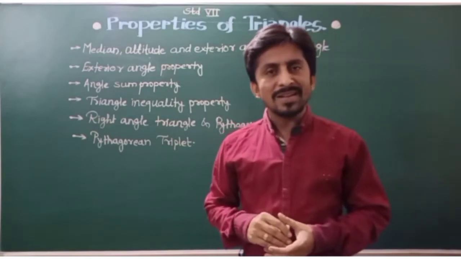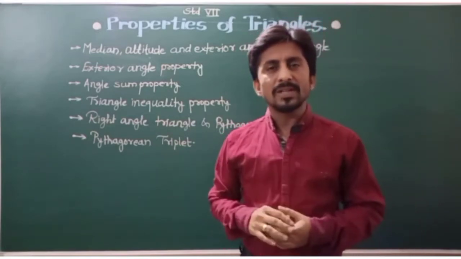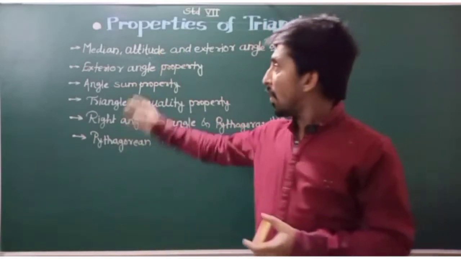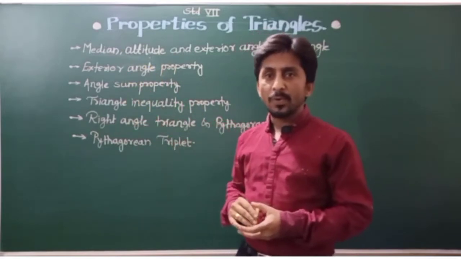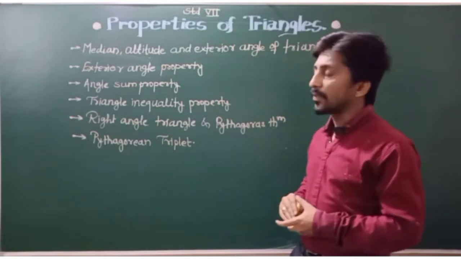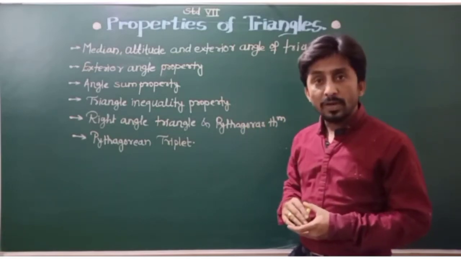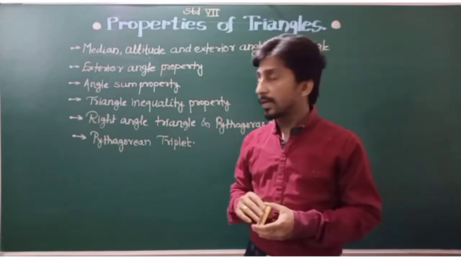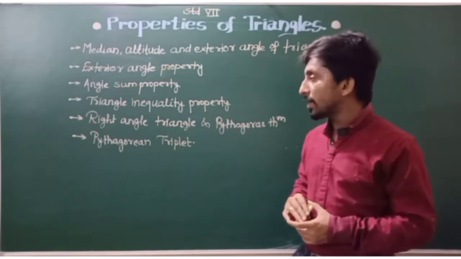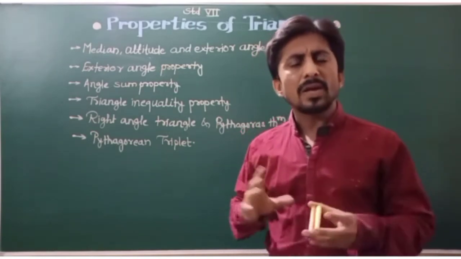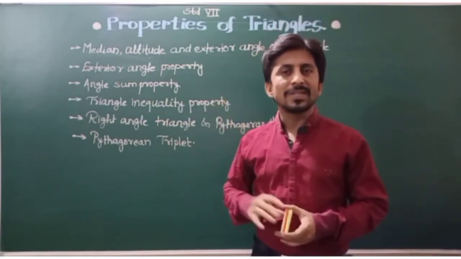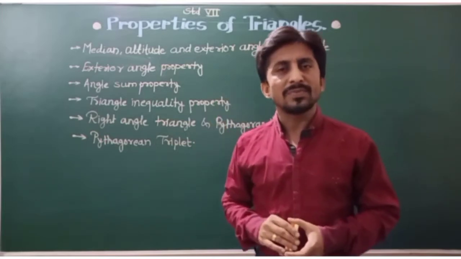Today we will start one chapter from standard 7, very important chapter, properties of triangle. In this chapter we are going to see all these points which you can see here on the board. I will go one by one, okay? So median, altitude and exterior angle of a triangle, exterior angle property of triangle, angle sum property of triangle, triangle inequality property, right angle triangle and Pythagoras theorem, and at last but not the least, Pythagorean triplet. All these points we are going to cover in this video series of this chapter, properties of triangle.